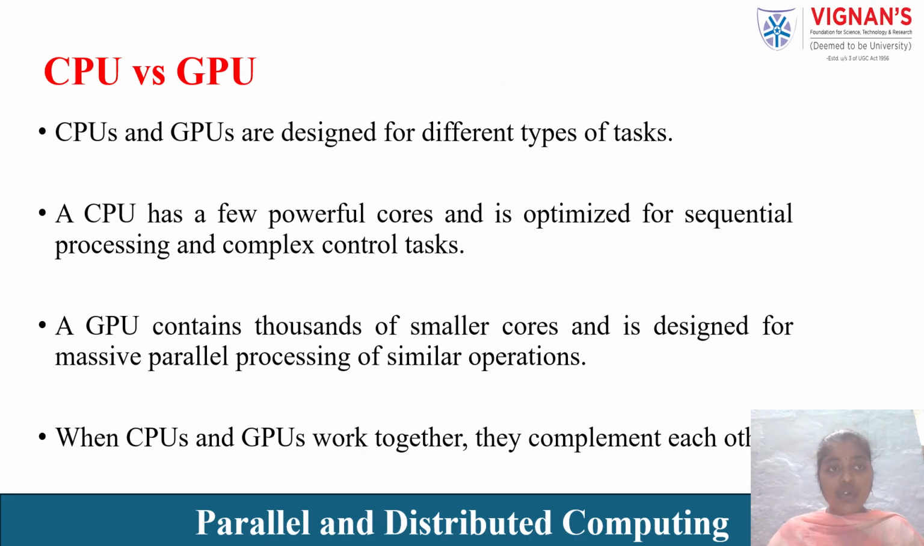CPU versus GPU. CPUs and GPUs are designed for different types of tasks. A CPU has a few powerful cores and is optimized for sequential processing and complex control tasks. A GPU contains thousands of smaller cores and is designed for massive parallel processing of similar operations. When CPUs and GPUs work together, they complement each other.